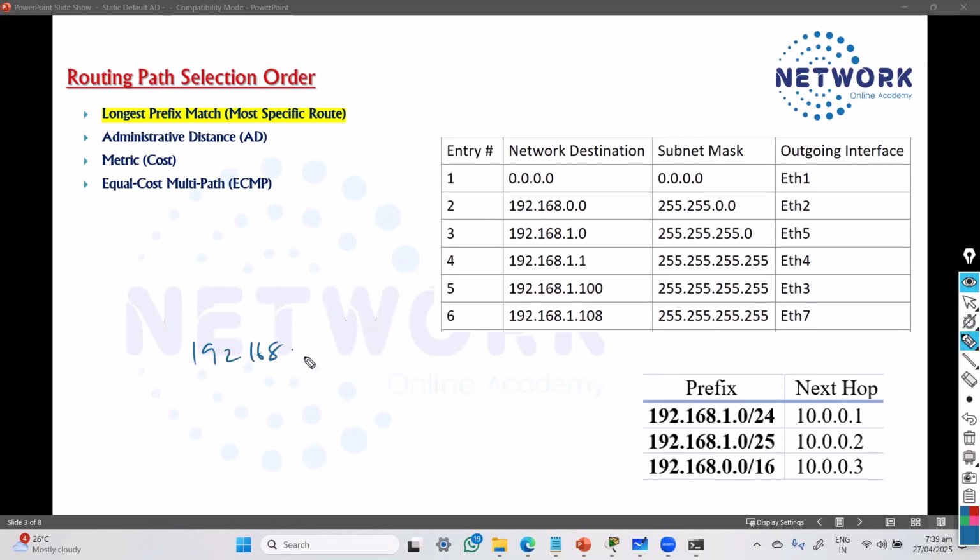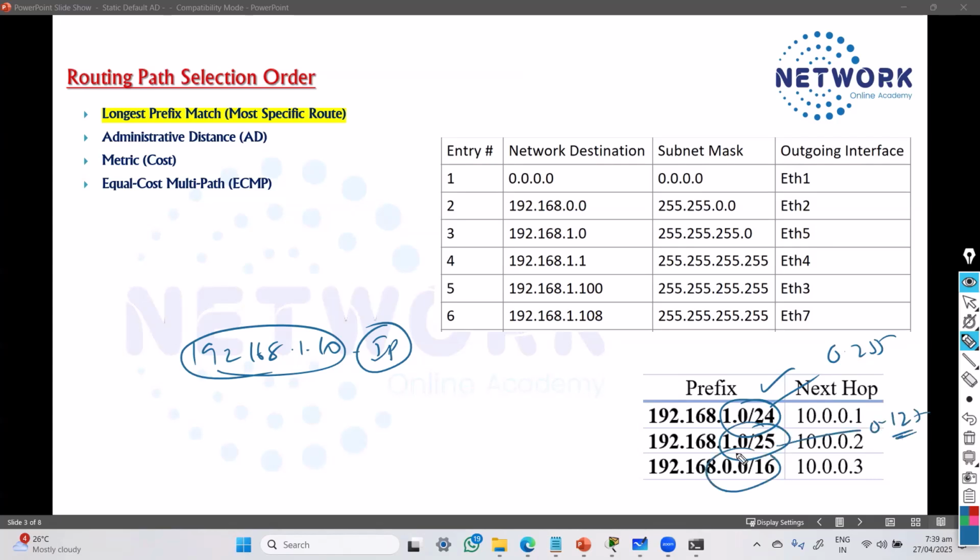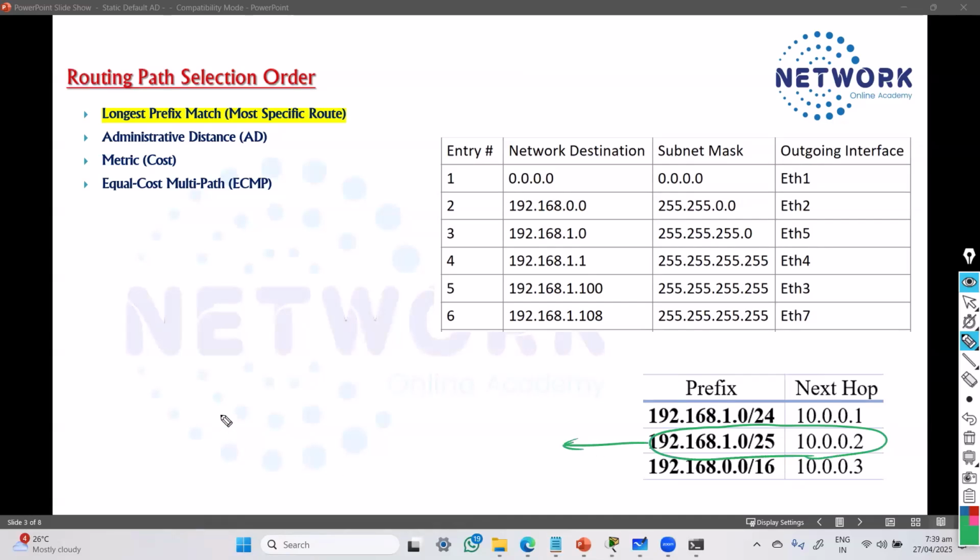So if a packet is coming for 192.168.1.10, to be specific, this specific IP comes in this range, because in this range it is 0 to 255. In this range, because it comes from 0 to 127. In this range, anything starting with 192.168. So it falls in all three categories. So it will see the longest prefix. Whichever is the longest among /24, /25, and /16, which is the longest? /25. So now your packet will always be routed based on this. If a packet comes with the destination 192.168.1.10, it will always use the longest prefix if it is matching more than one route in the routing table.